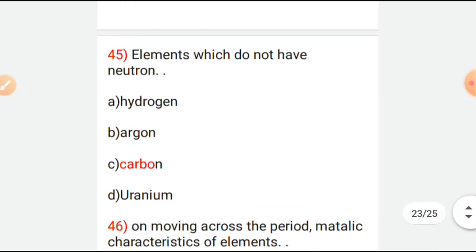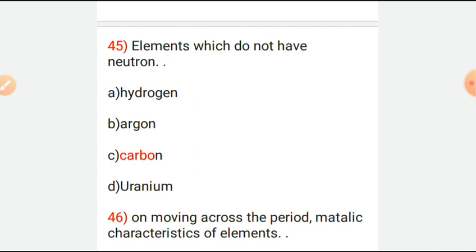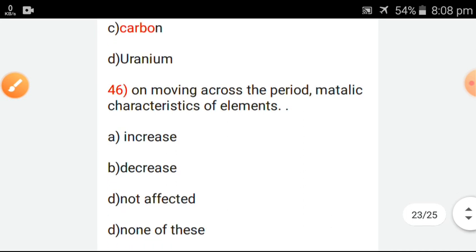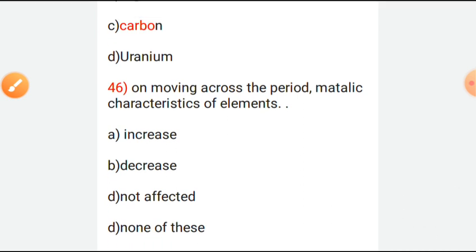Next question. Which element does not have a neutron? Option A, hydrogen, B, argon, C, carbon, and option D, uranium. The answer will be option A, hydrogen. Hydrogen does not have a neutron.